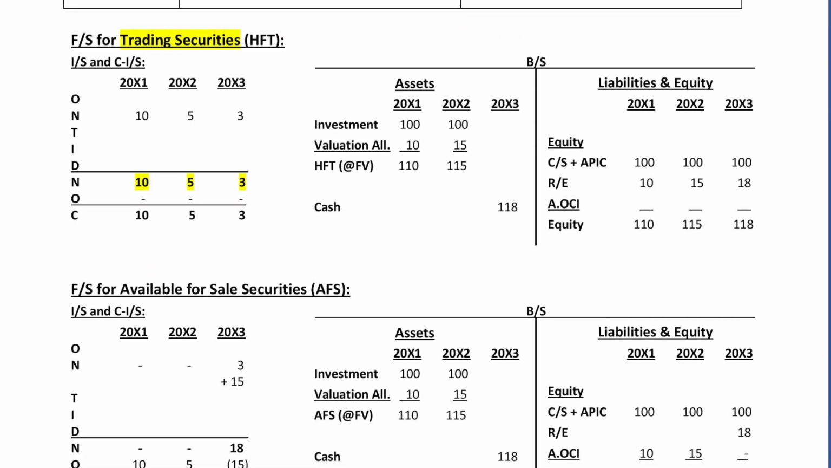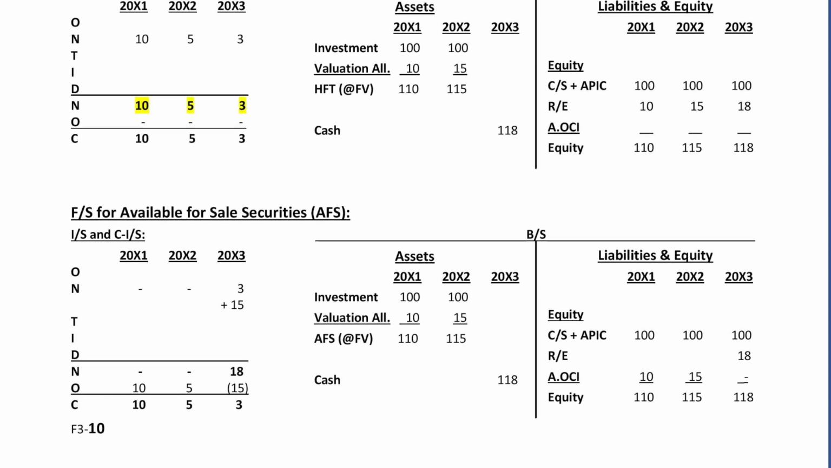So once again, in case of held for trading securities, we saw that $10 of gain went into the income statement in year 1, $5 in the income statement in year 2, and $3 in the income statement in year 3. However, in case of available for sale debt security, we saw that the gains did not go into the income statement at all in year 1 and year 2. They were parked as accumulated OCI. Only in year 3, when the security was sold, when there was realized gain or loss, did it have an income statement impact. And the entire $18 was gain in year 3.